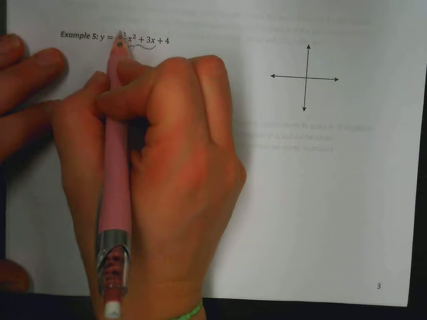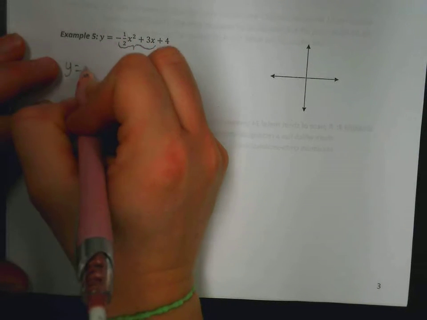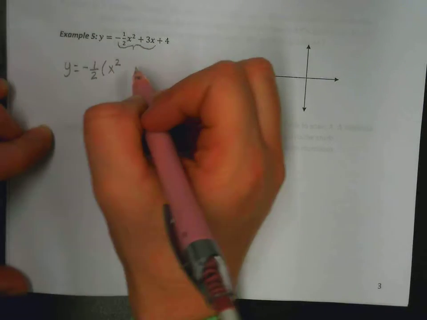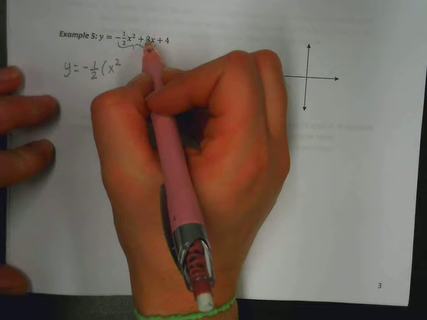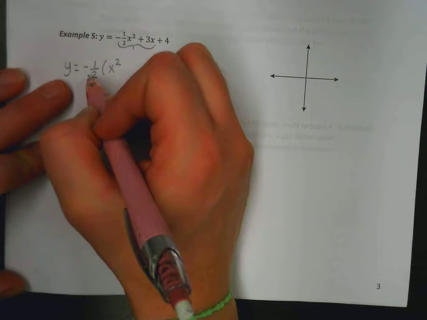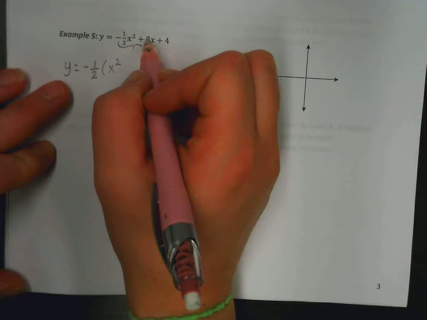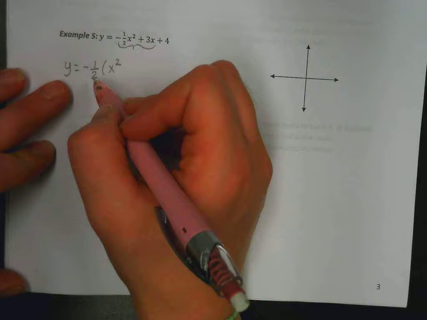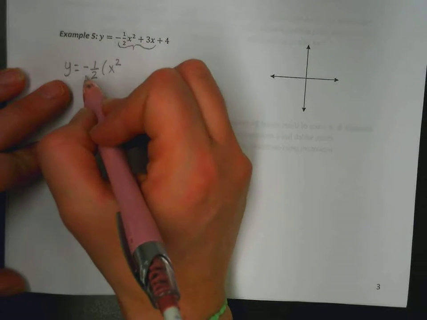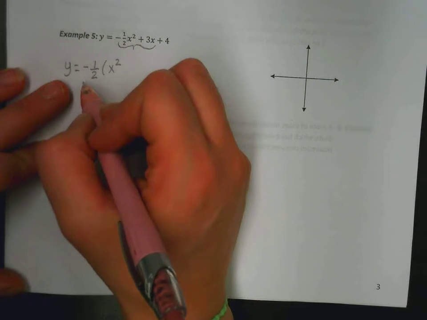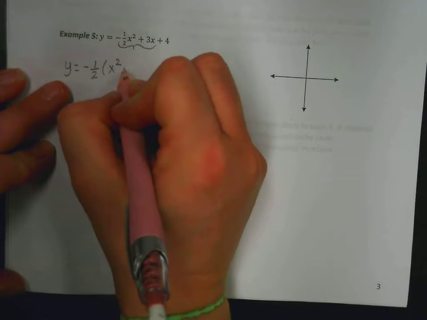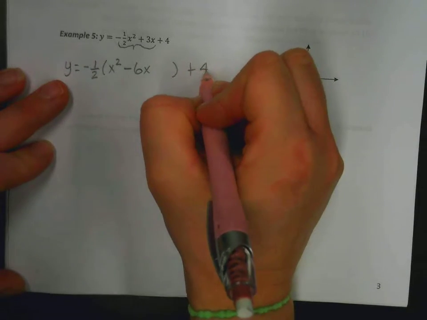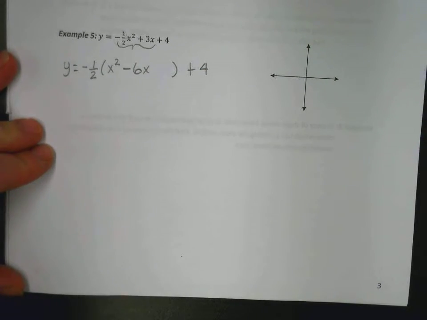So we're going to factor out this first coefficient out of the first two terms. So I'm going to factor out a negative 1/2. Remember, we are dividing here. So if I take a positive 3 and I divide it by negative 1/2, well, dividing by a negative 1/2 is the same as multiplying by the reciprocal of this. So dividing by a negative 1/2 is really the same as multiplying by a negative 2. So this value would become negative 6x. I'm going to leave a space and have my 4 just hanging out over here.